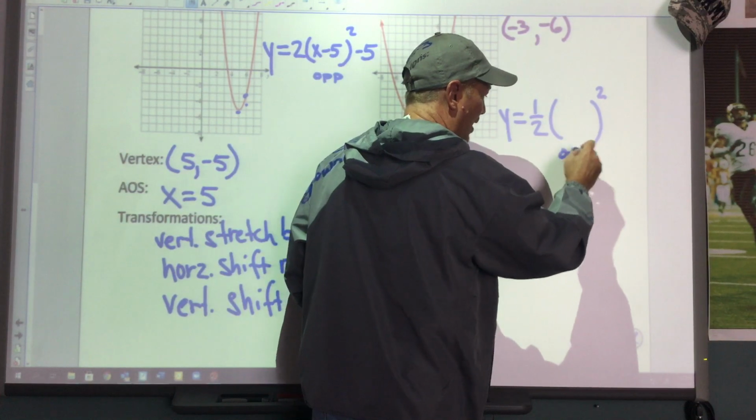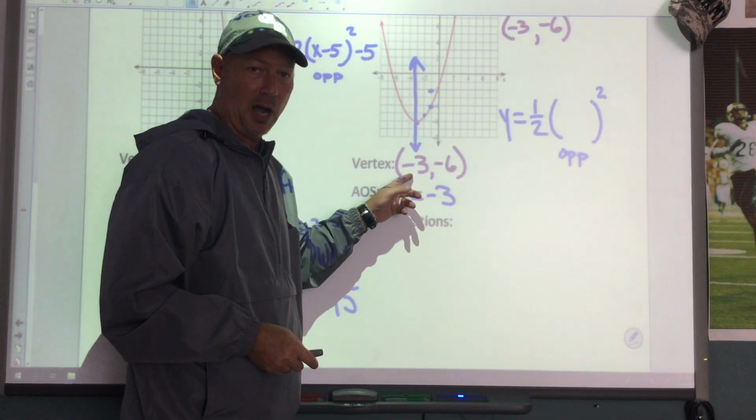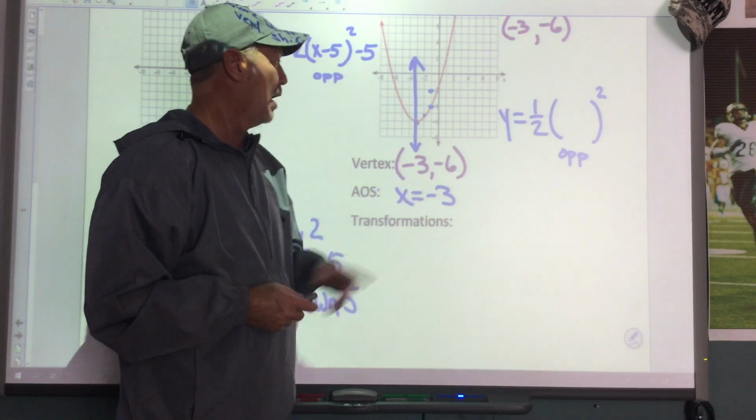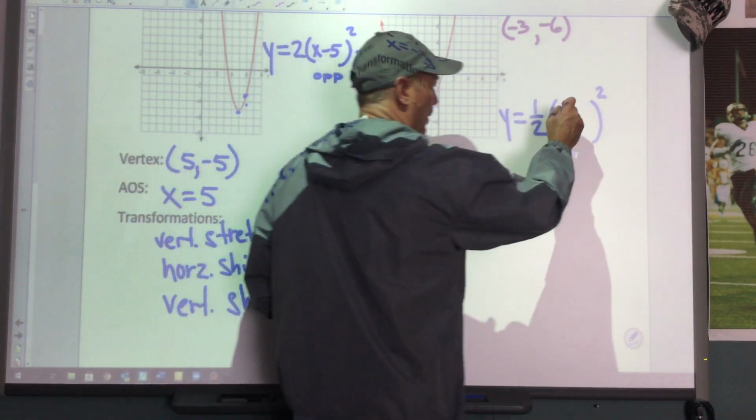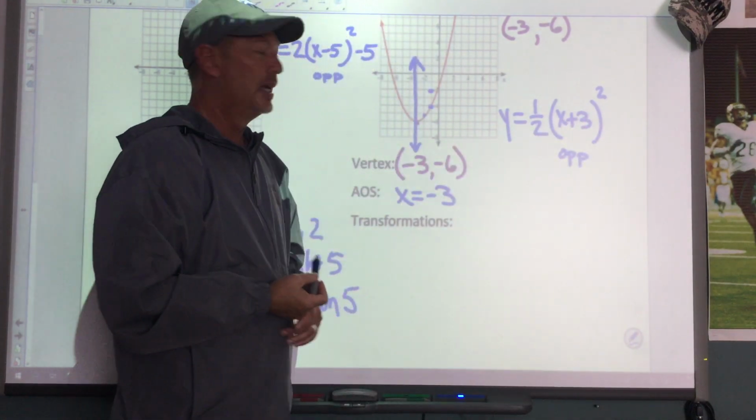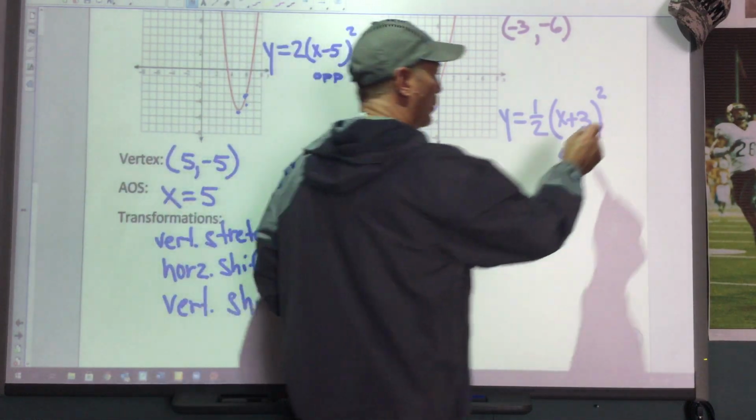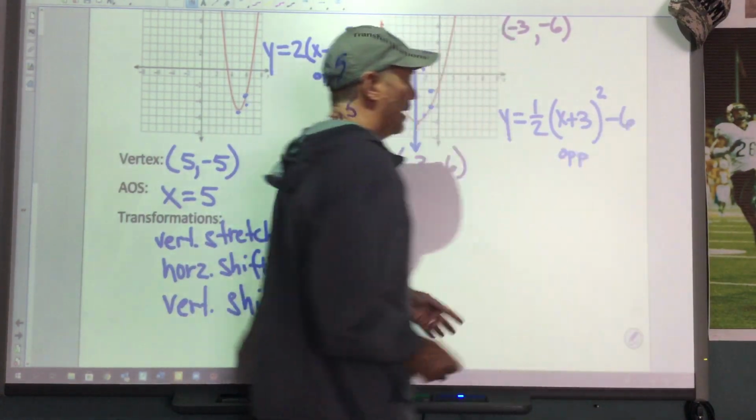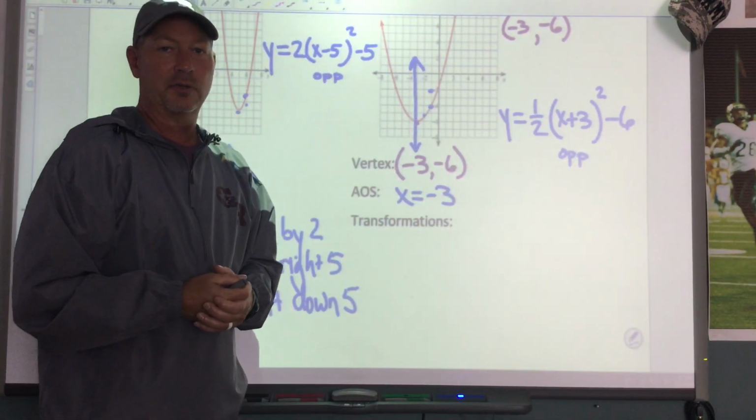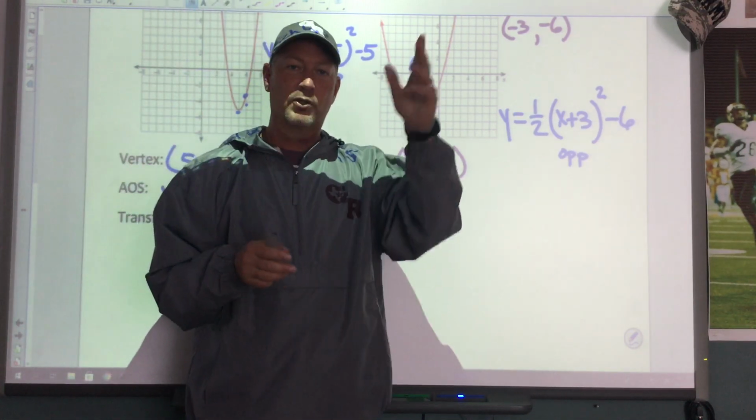Remember what we said, we're seeing the opposite. The opposite of the -3. What would be the opposite of -3? x plus 3. And then what is it? -6. We're down here at a -6. We went down 6. There's my equation. Okay? That'll take a little bit of practice, especially with the pattern of 1, 1, 2, 4.